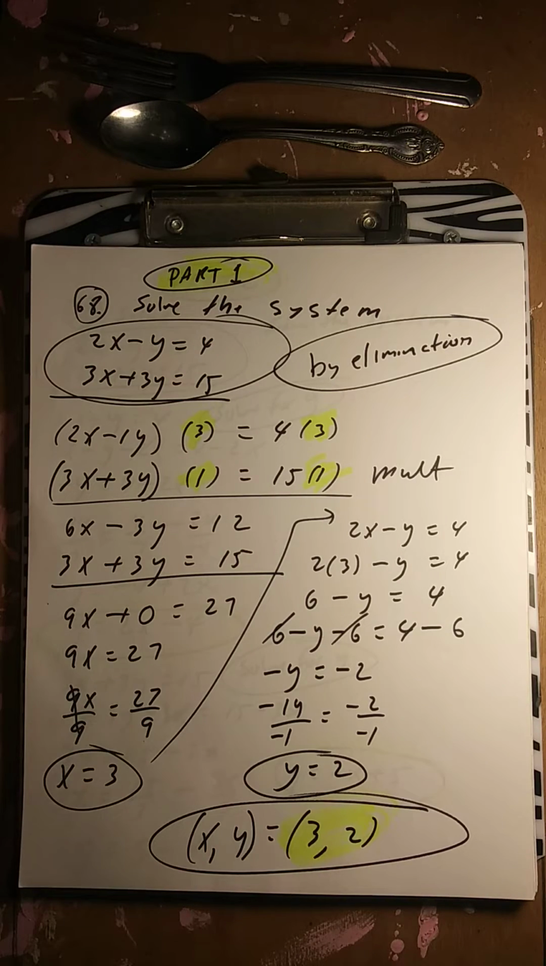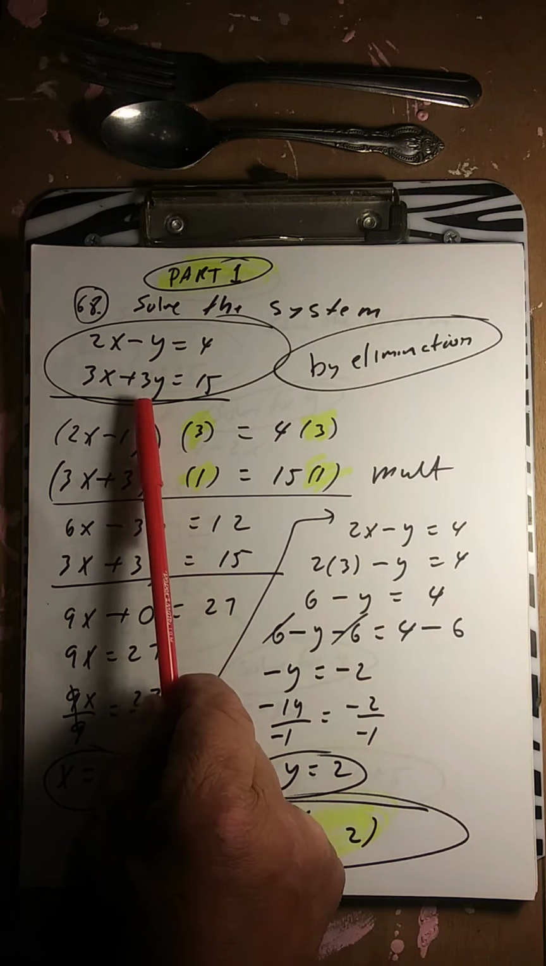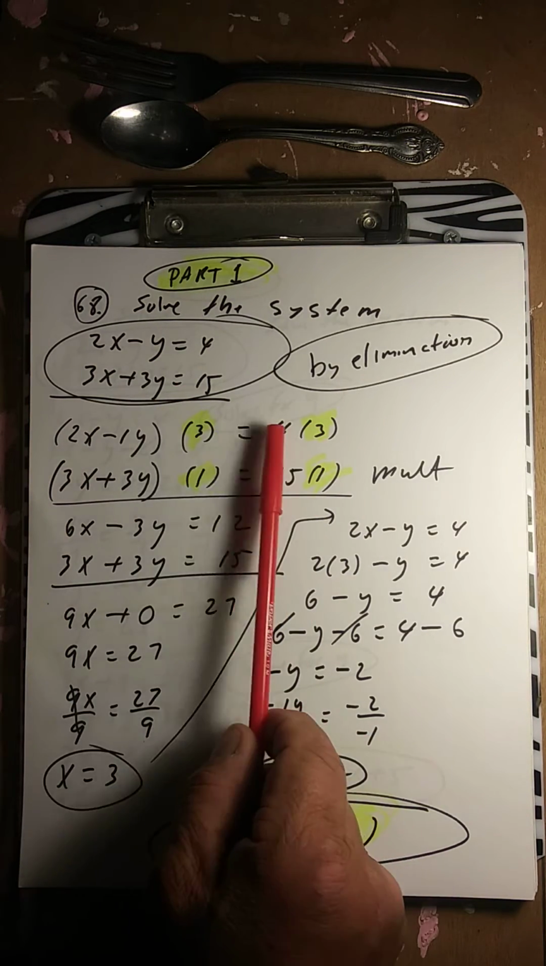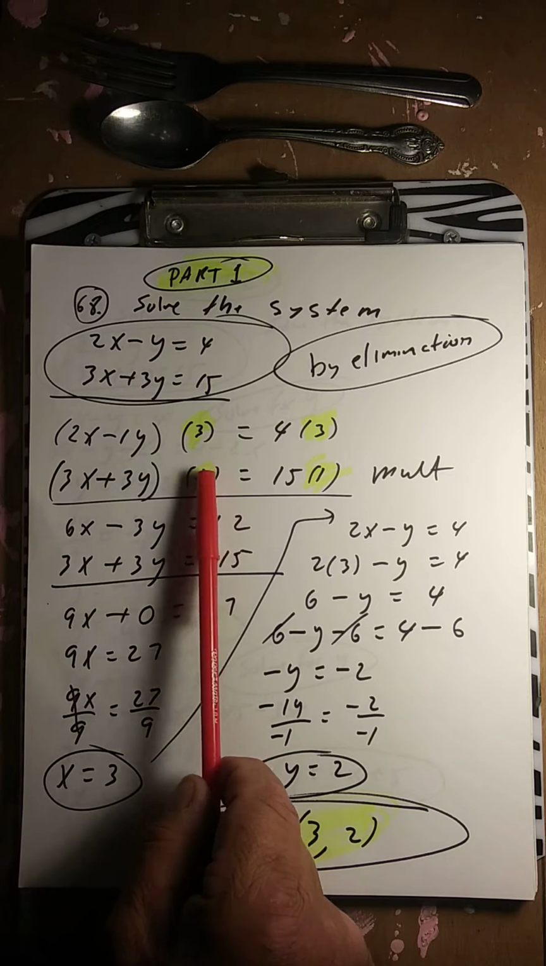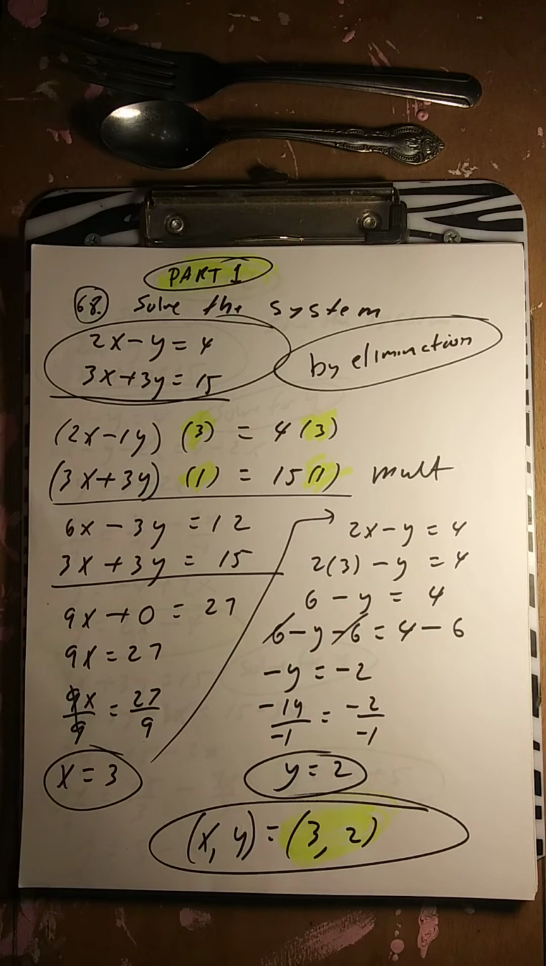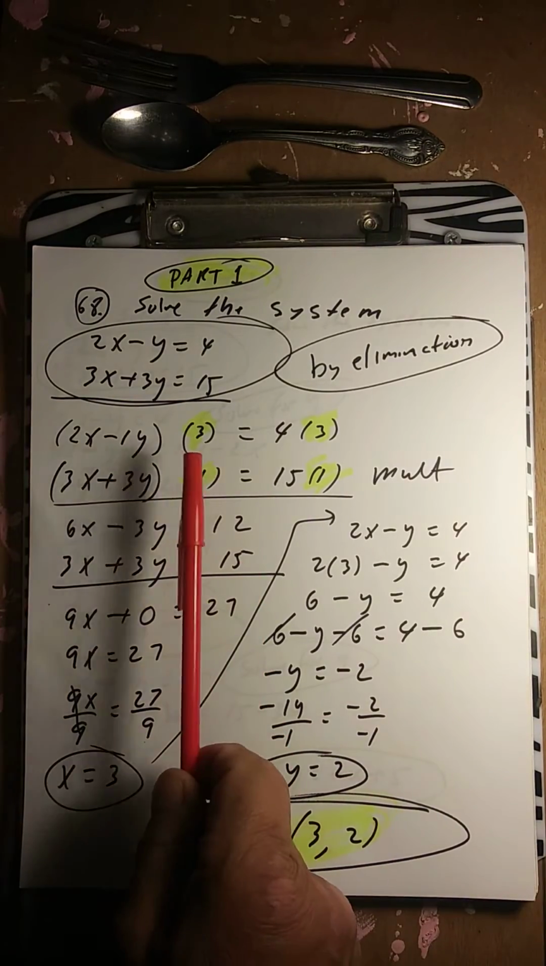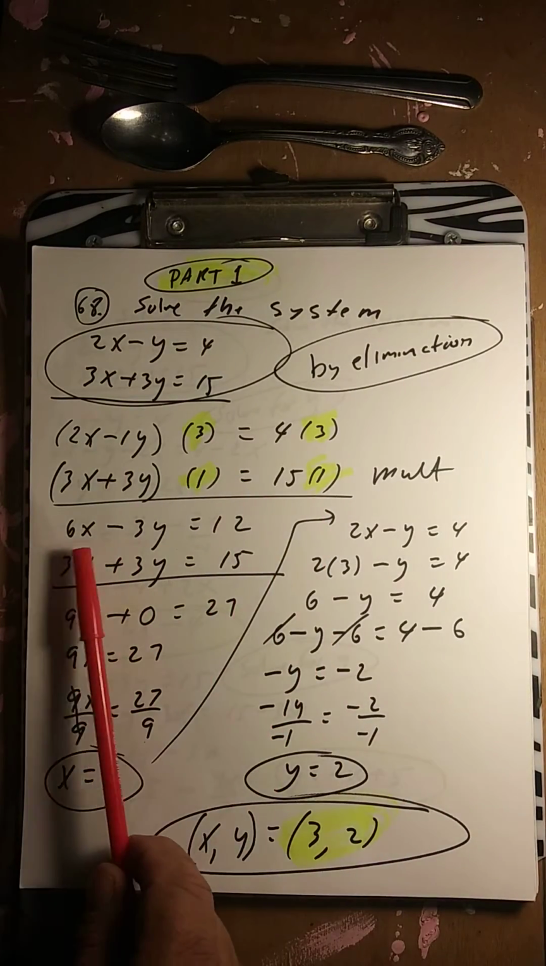Solve the systems of equations by elimination. So that means that I'm going to multiply, see the 3 here? I'm going to multiply this on top. See the 1 right there? I'm going to multiply this one by 1. Now what's going to happen is, as you multiply it out, 3 times that, you get this new one here.